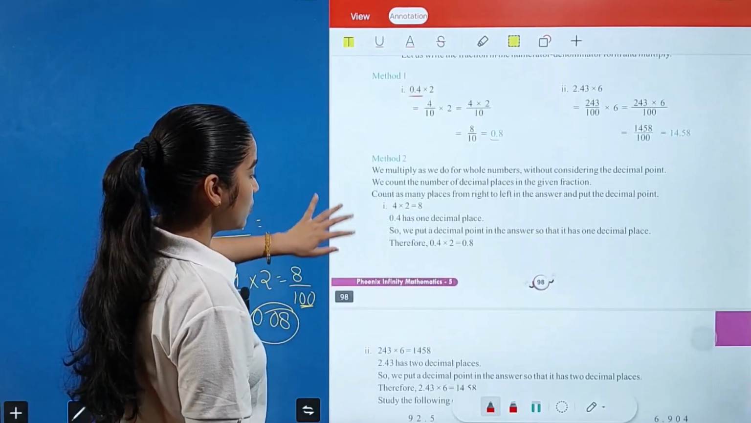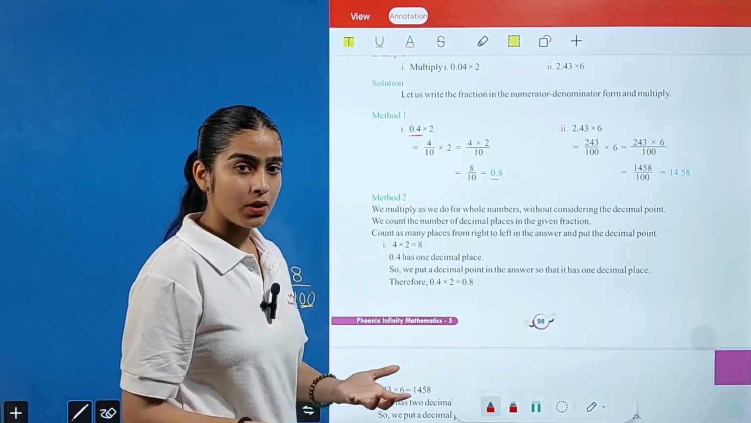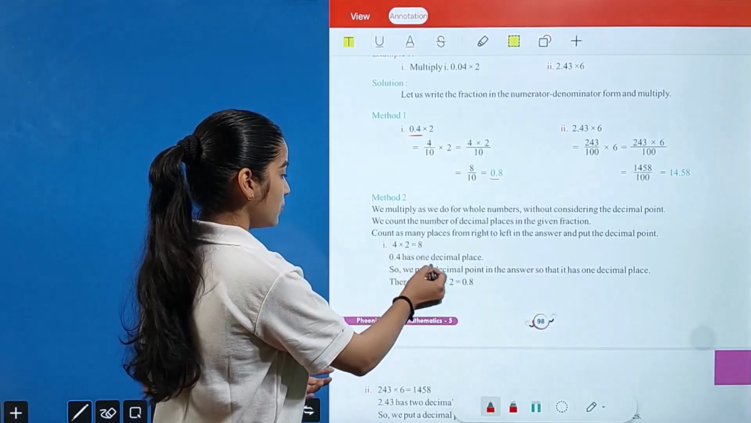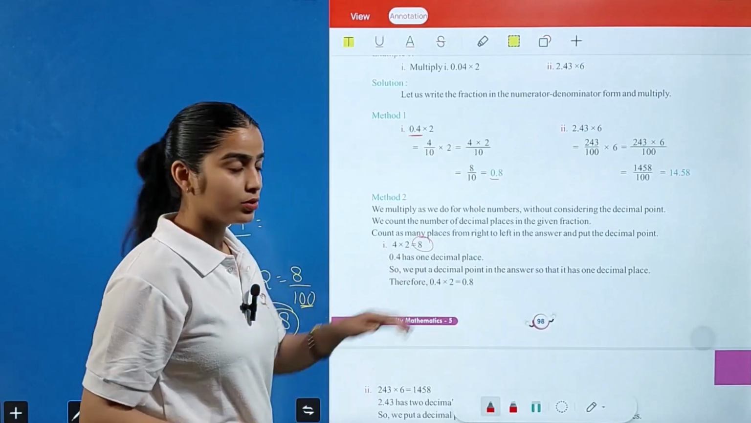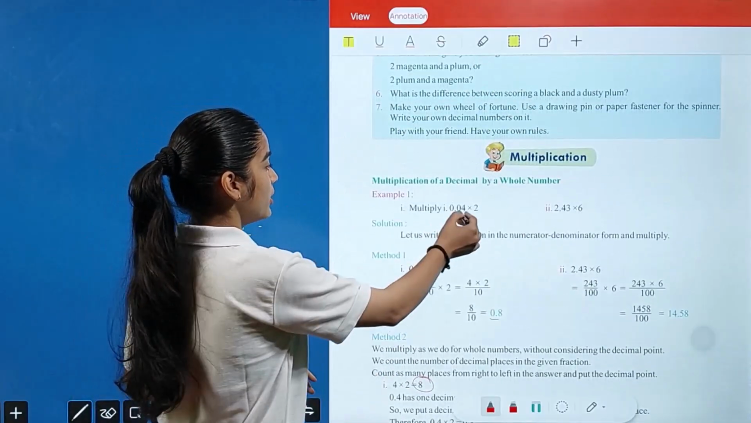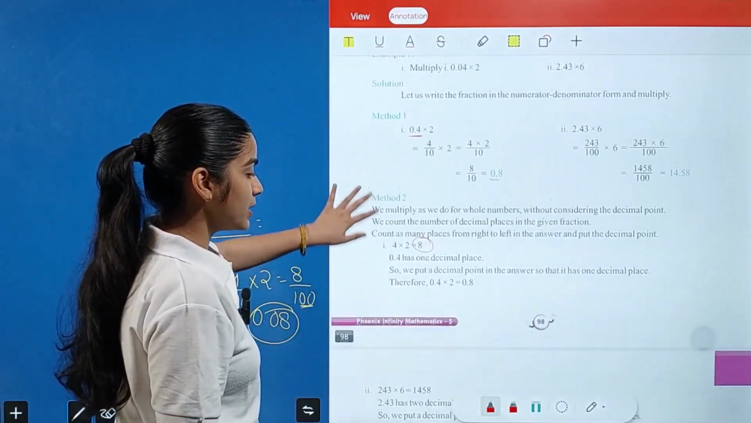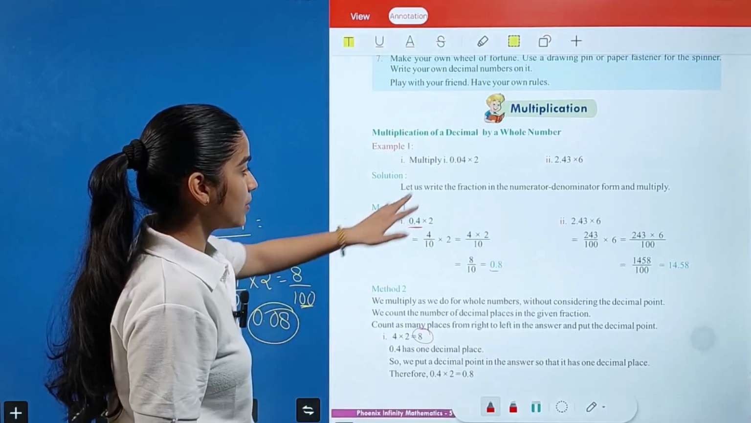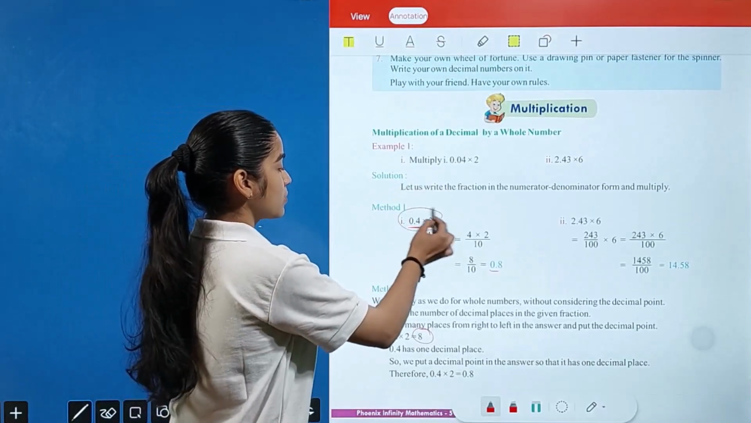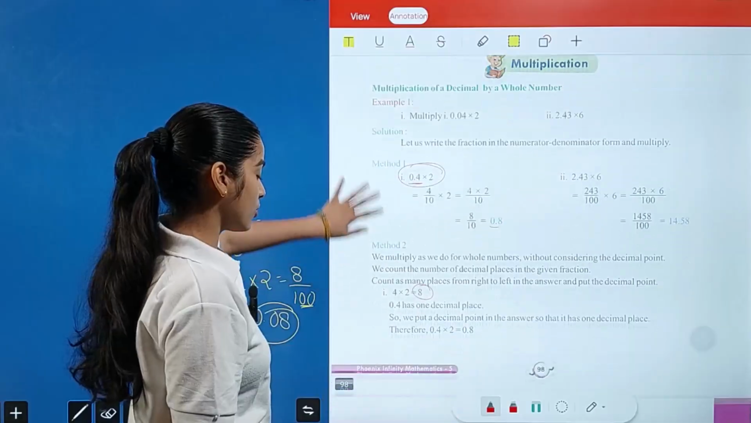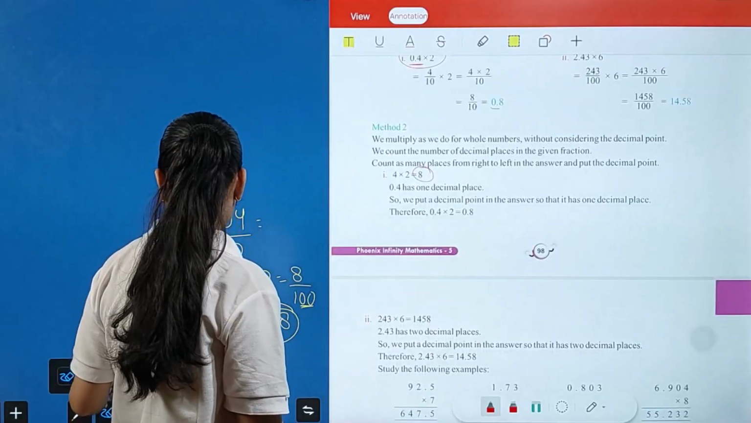Next, in method 2, what we can do? We can forget about the point. 4 multiplied by 2 is 8. And now you have to read how many zeros you have after the point, 1 and 2, and you can simply add it. Or you can forget about this question. You just keep in your mind this one. And by doing that, you can follow the same process you have here.